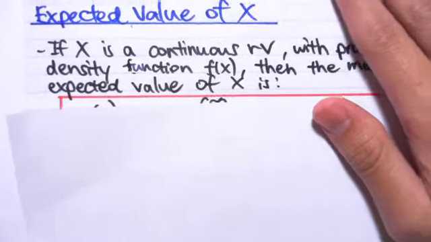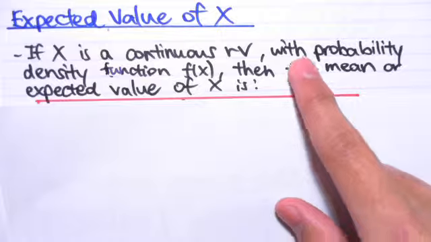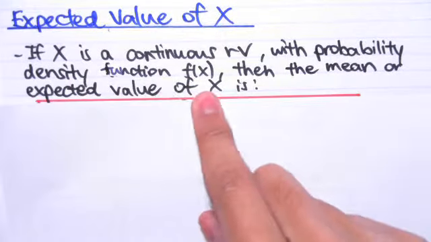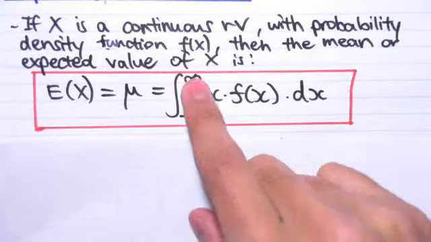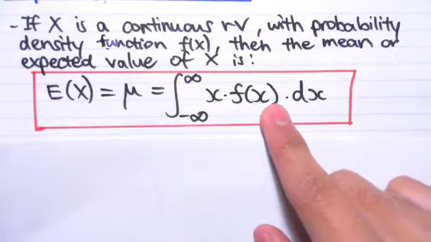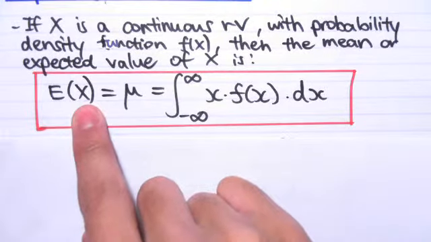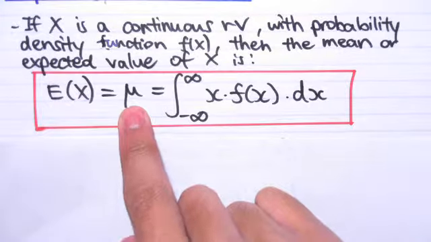So if X, our random variable, is continuous and has a probability density function of f(x), that means the mean or expected value of X is the integration from negative infinity to infinity of x times f(x). So E(X) is our expected value. That's what we denote the mean or expected value of X to be, or we can also denote it as mu.